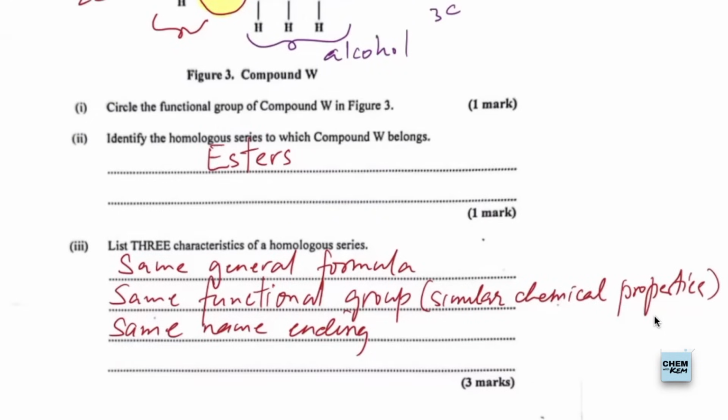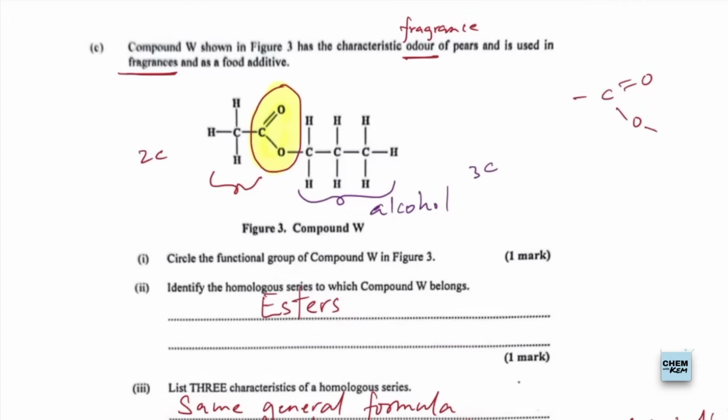left side. All right, so characteristics of members of a homologous series, they want 3: same general formula, same functional group, and hence similar chemical properties. That could be split into 2 right here. And then we have the same name ending. All right, and then we'll go over to the other side. We remember what our ester looks like. We can look at it. This is 3 carbons for the alcohol, so it's propyl ethanoate.